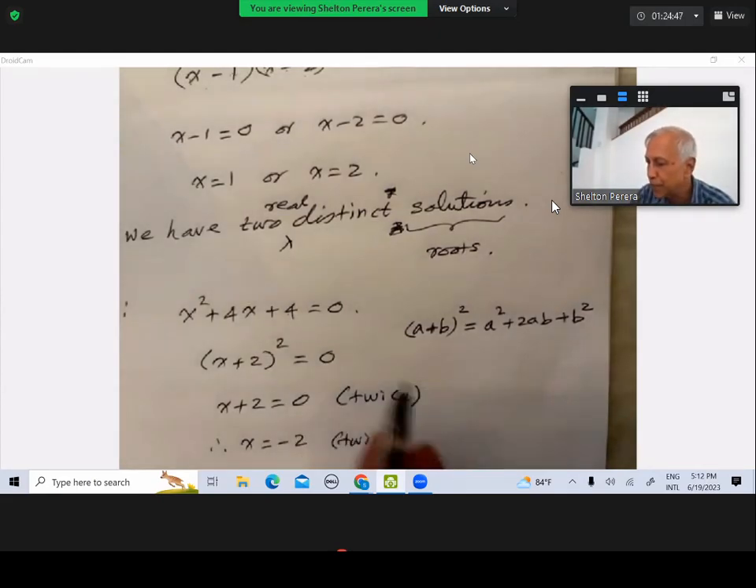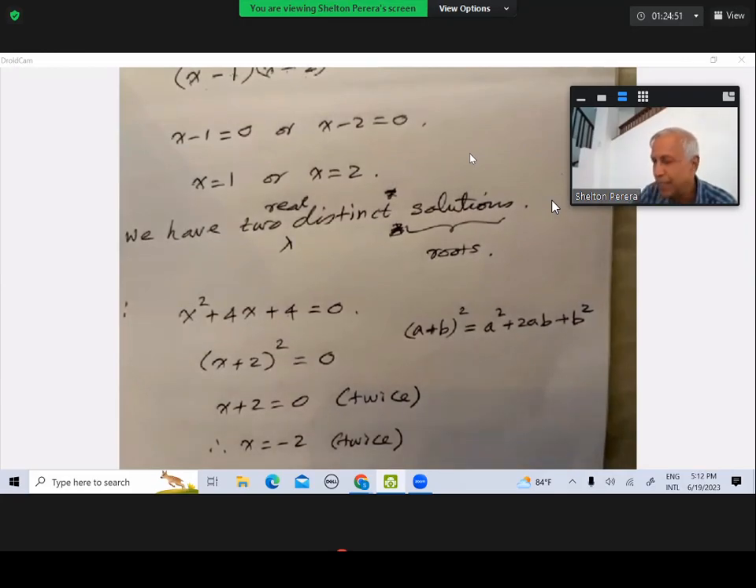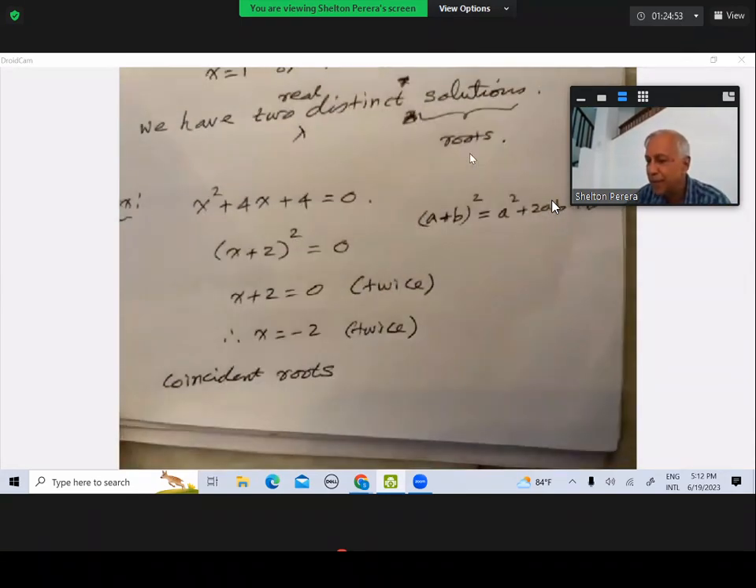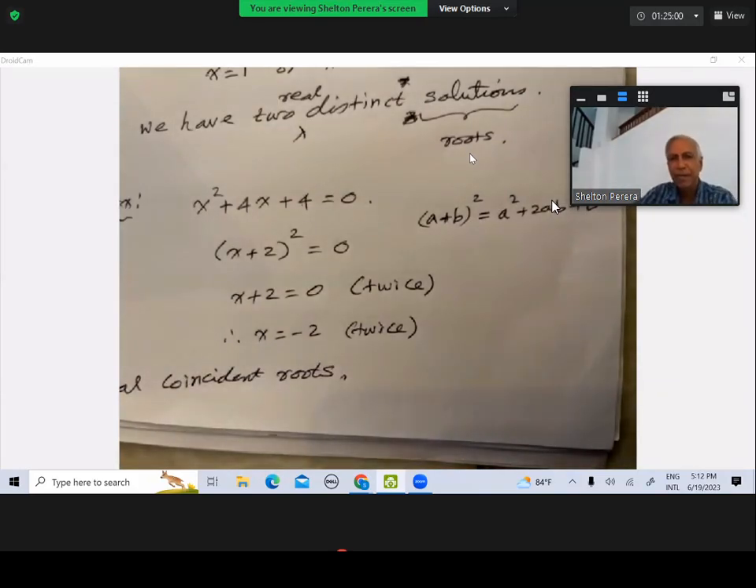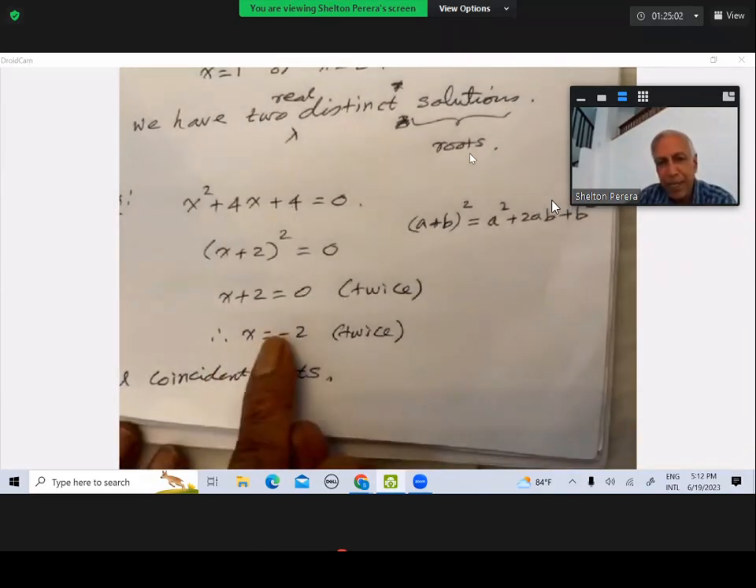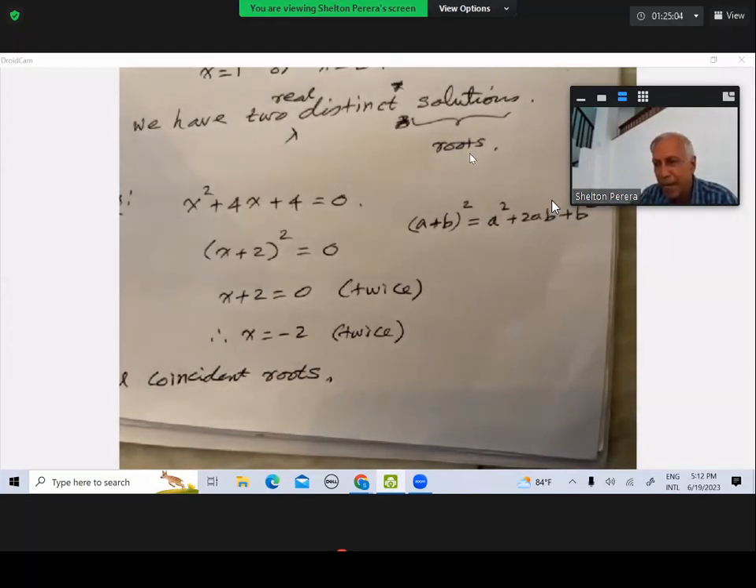Coincident roots. Coincident solutions. I said another word for solution is roots. We have real coincident roots in that equation. Coincident meaning they are the same. There are two, but they are the same.